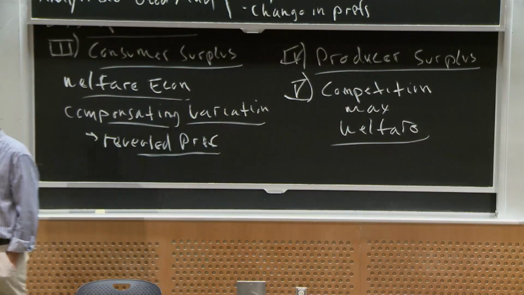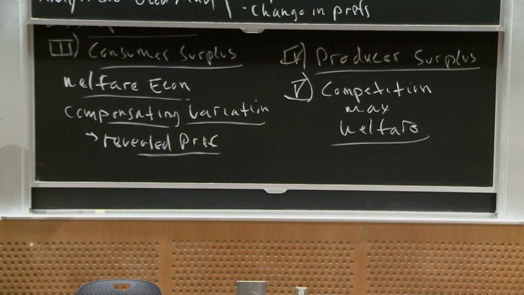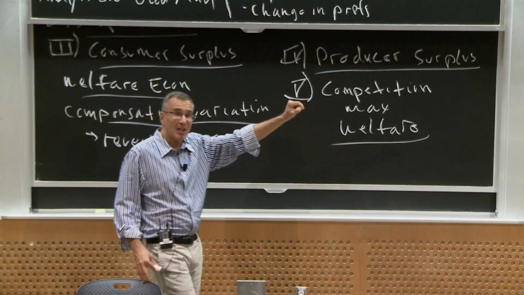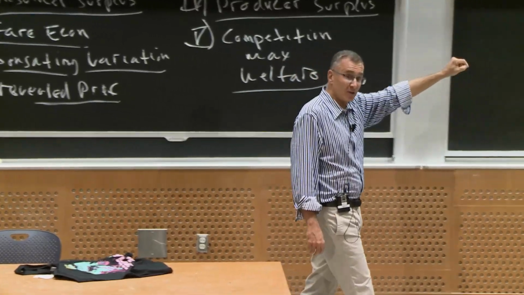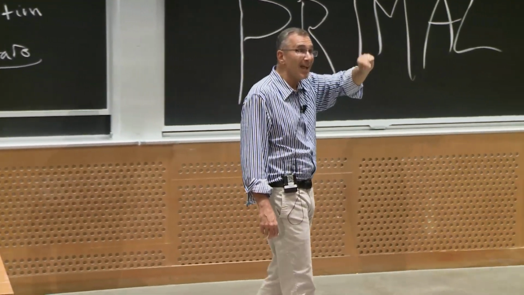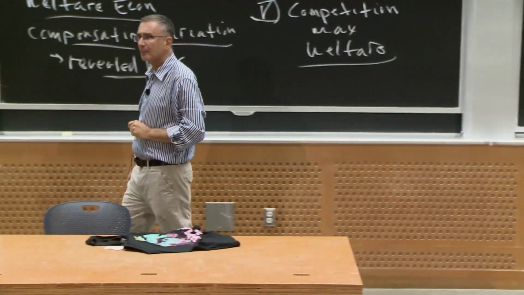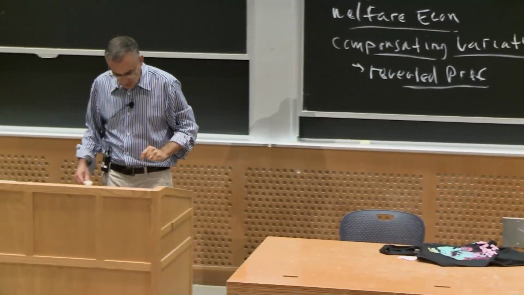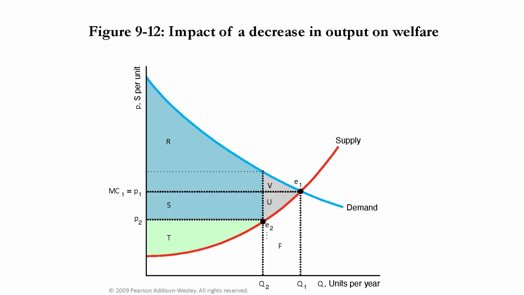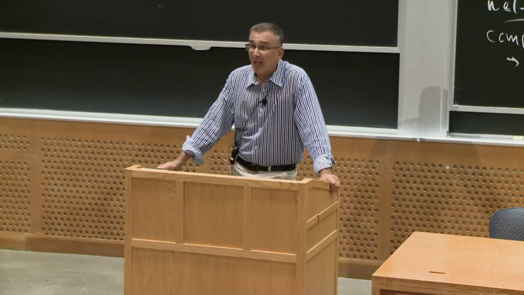Competition maximizes welfare. It's a bold statement that says that the equilibrium we got to last time, in a positive sense, we showed the equilibrium last time, is also in a normative sense the best possible place we can be. To see that, let's go to figure 9.12. This shows a demand and supply curve in competitive equilibrium at point little e1, where there's Q1 units per year being produced at a price of P1. Okay? That's the initial equilibrium.